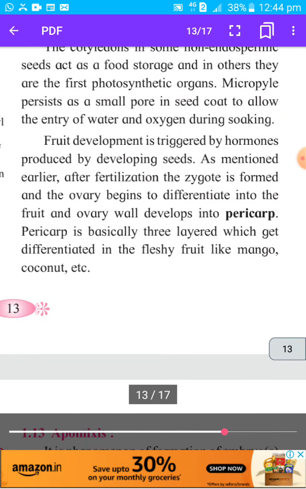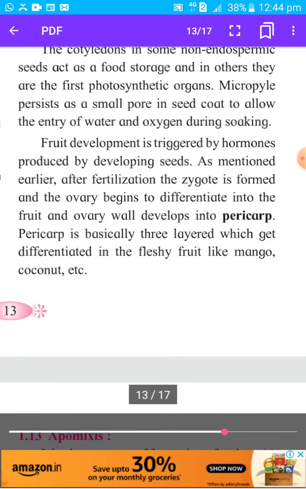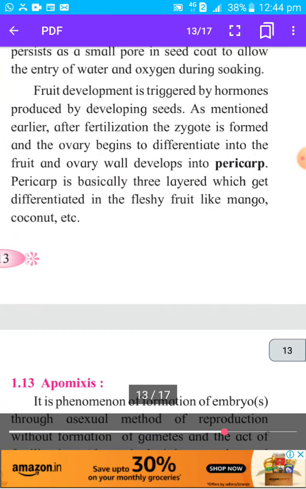Then the micropyle persists as a small pore in the seed coat to allow the entry of water and oxygen during soaking. As we know, it is a small opening or pore, the micropyle, we have studied that. So sometimes it remains in the seed as a small pore and it allows the entry of water and oxygen.